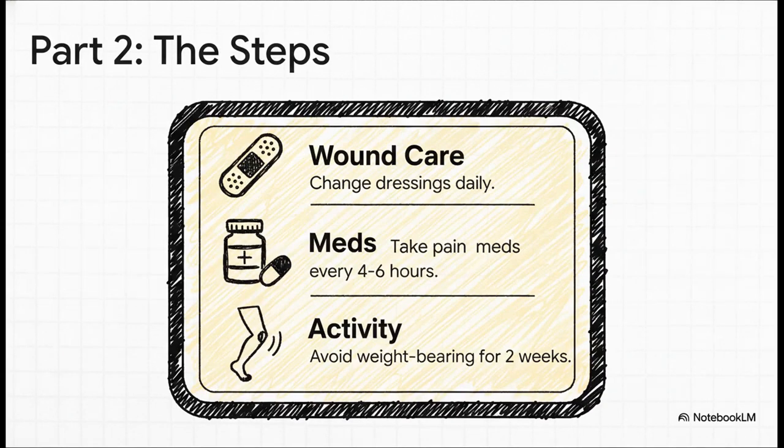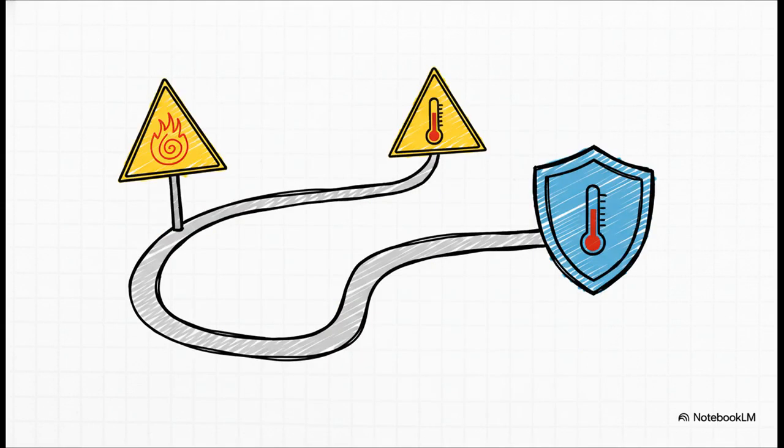Next, we get to the core of our recipe, the steps. This is where we break down every single task into simple, easy-to-follow actions. Just look at this knee surgery example. See how it's all organized by topic? You've got wound care, meds, activity. Each one is a crystal clear, direct command. No guesswork needed.